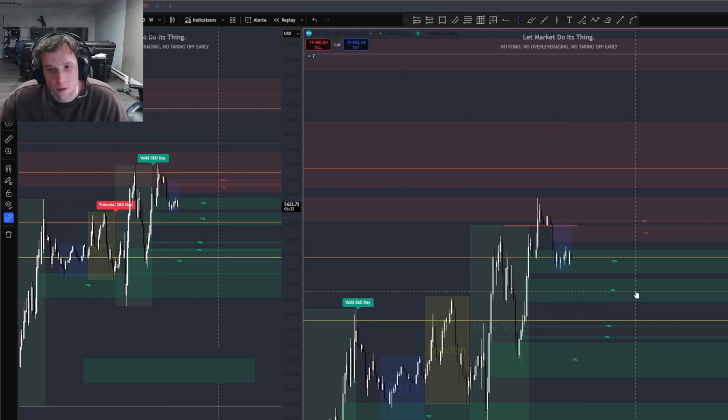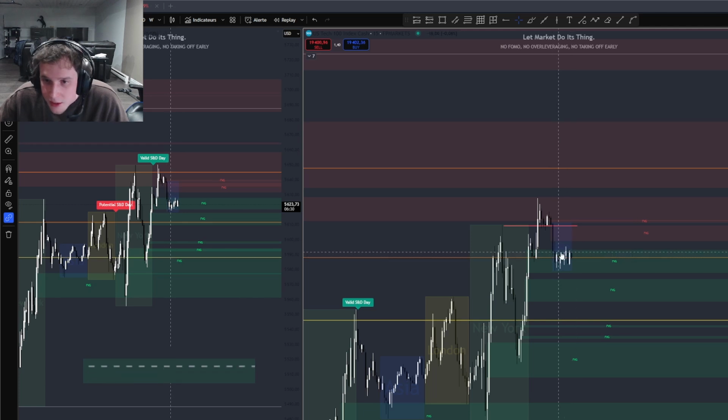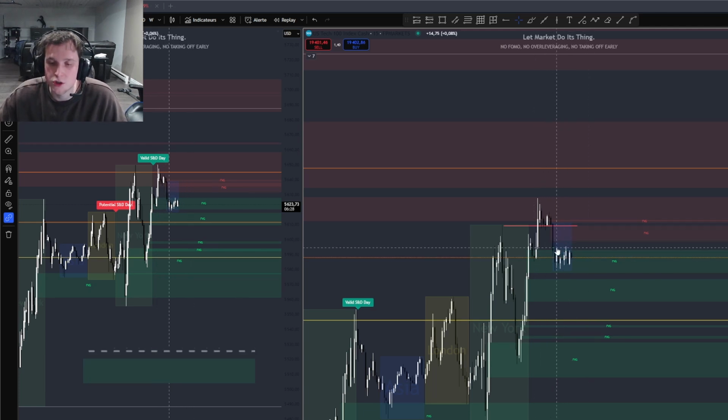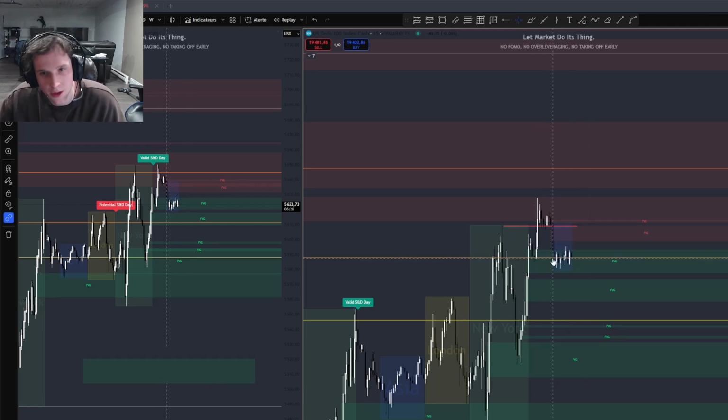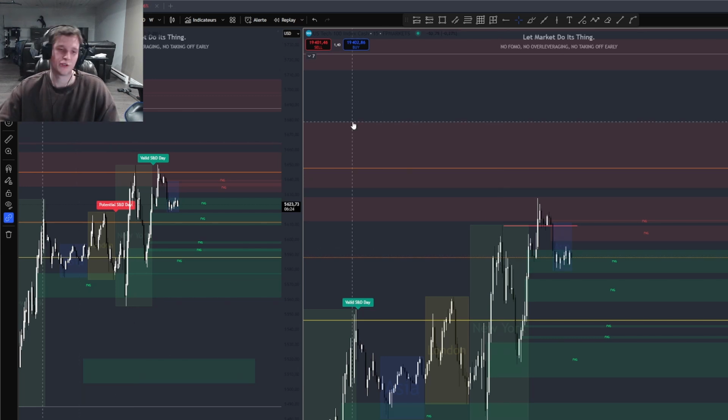All these little highs though, this is getting taken for sure before moving down. For sure. This is a cumulative liquidity, and we like that. We like that a lot.